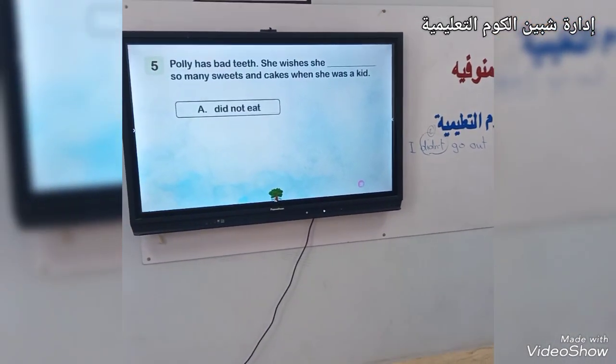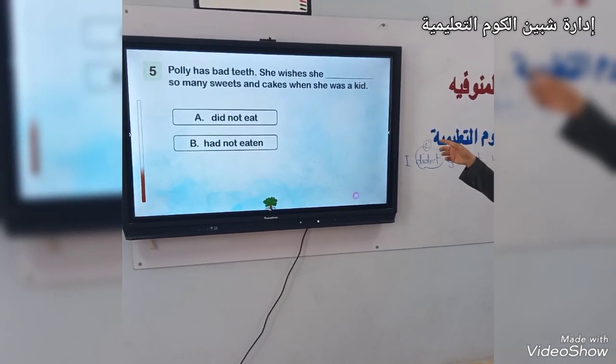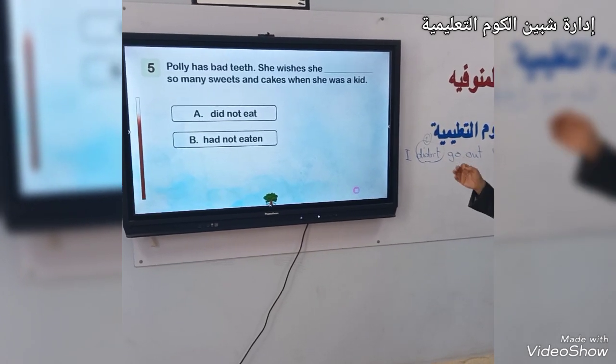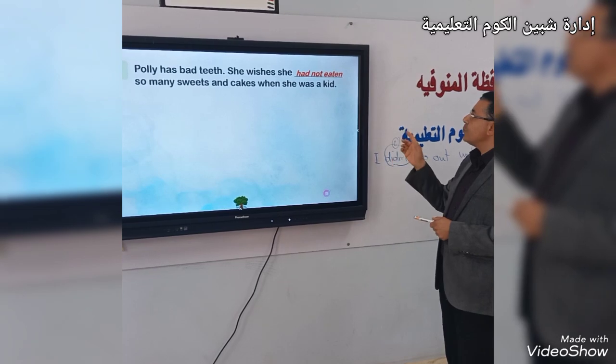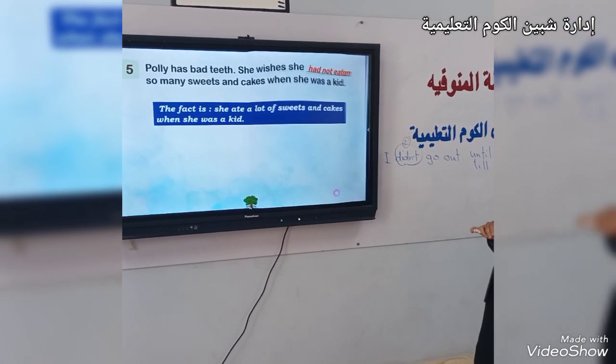Number 5, Holly has bad teeth. She wishes she so many sweets and cakes. This is an expression of regret here. So past perfect is used in the regret form. So we will use she hadn't eaten because it's a form of regret.